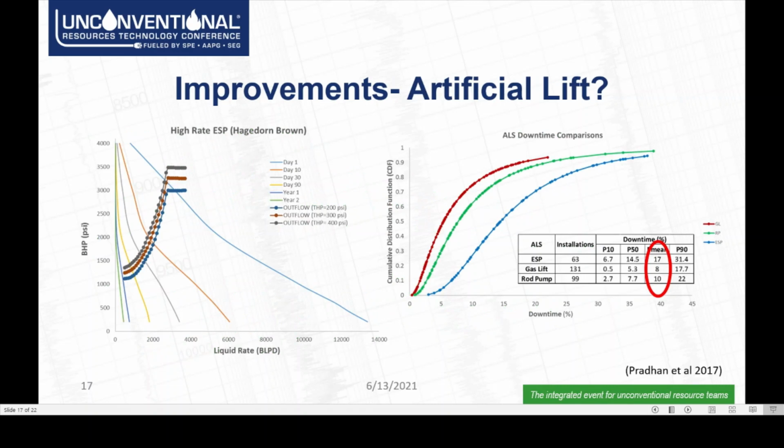Here's some of the work that was done in artificial lift, and I'll show this in another paper presentation technical review video. We wanted to give a range of productivity curves and a range of outflow curves to determine the intersection point, which gives the minimum flowing bottom hole pressure needed. Then we looked at the ranges of downtimes for different artificial lift methods. We found that ESPs, again with data up until 2017 or 2018, had a wide range of downtimes compared to gas lift and rod pump.